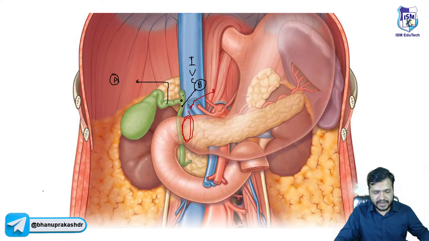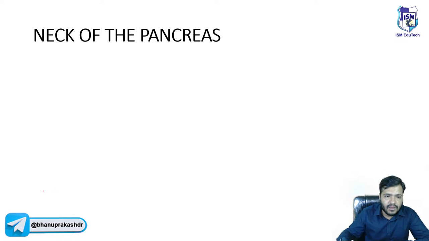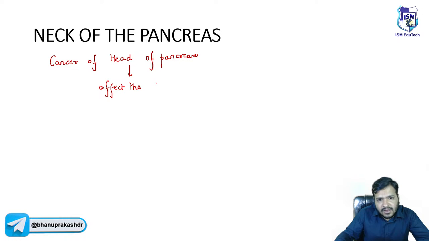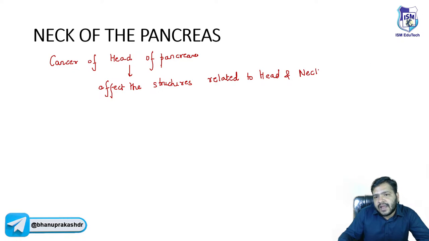Now beta, clinical correlation is very, very important. If there is cancer of head of pancreas, what it can lead to? It can affect the structures related to head and neck. This is something that you have to keep in mind beta. This is an important slide, I would say, the clinical part which I'm discussing right now over here.